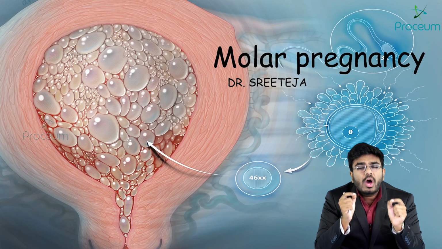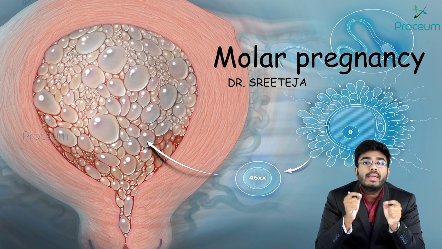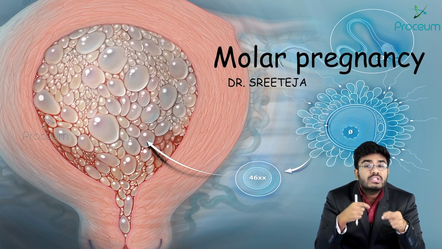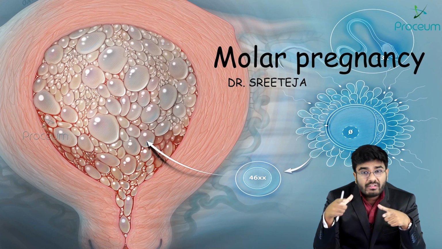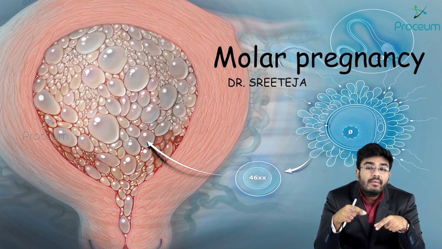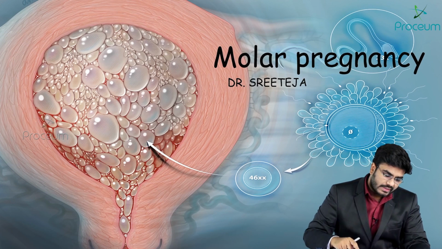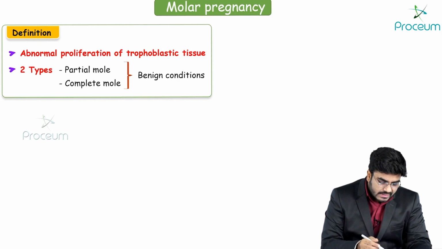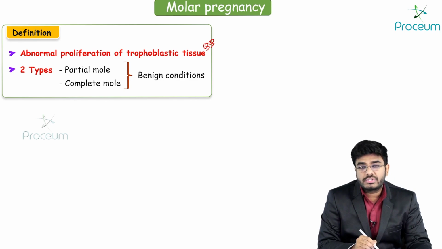Now in this condition of molar pregnancy, what exactly happens is abnormal proliferation of the trophoblast. The trophoblast is abnormally proliferating and doesn't allow the baby to grow. Okay, it's outgrowing. The trophoblast is developing too much and it's not allowing the fetus to grow. That's what exactly happens in molar pregnancy. So what is the definition, guys? It's the abnormal proliferation of the trophoblastic tissue.